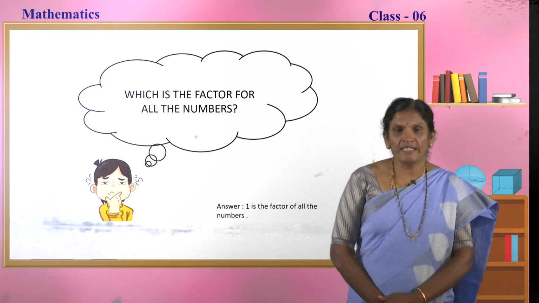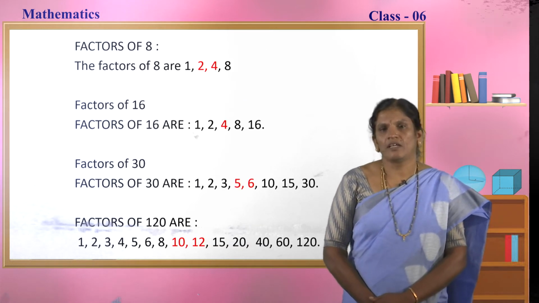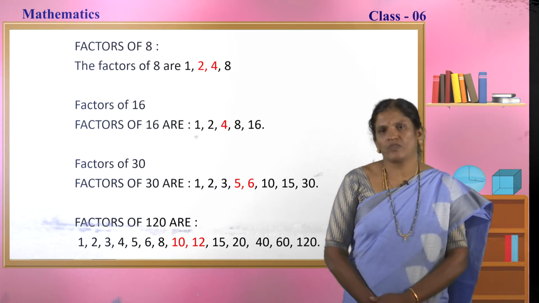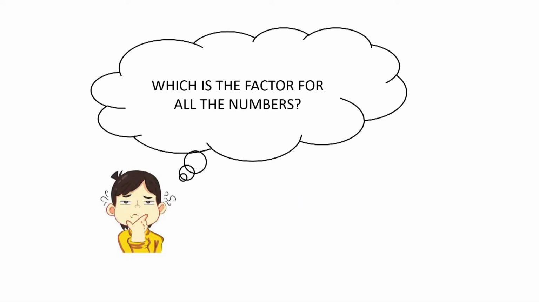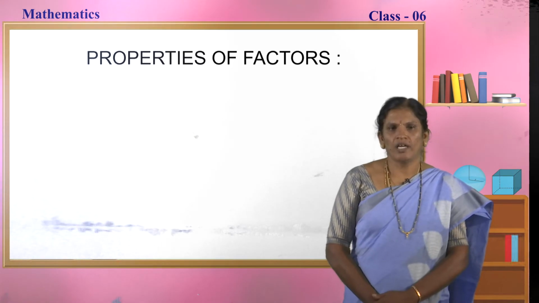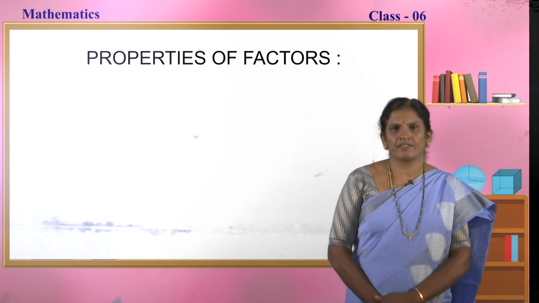Yes, 1 is the factor of all the numbers. See here, in all the factors there is 1. First number is 1. So we can tell 1 is the factor of all the numbers. Now come to properties of factors.